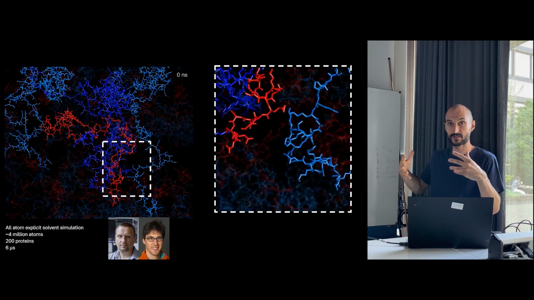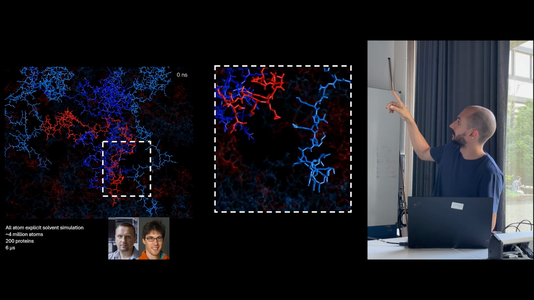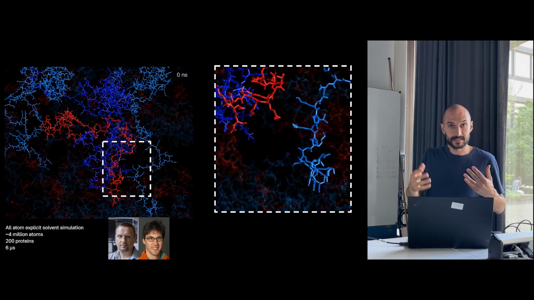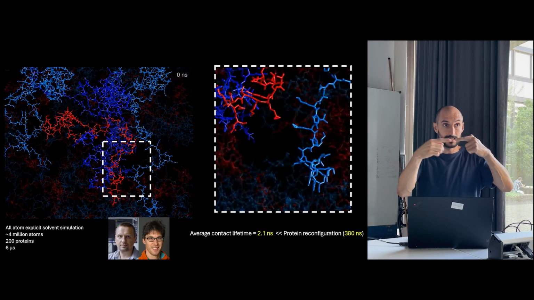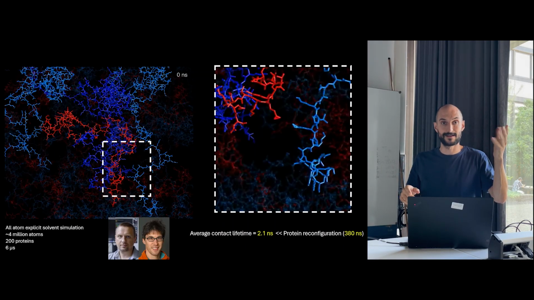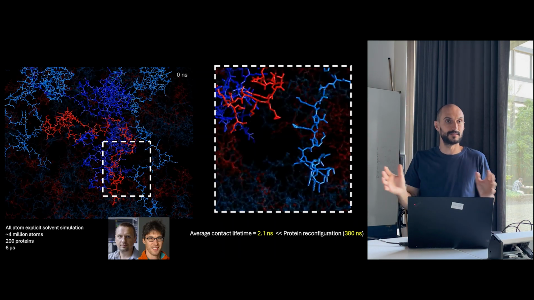So negatively charged residues and positively charged residues form these contacts, and we made some statistics of these contacts, finding that the average contact lifetime of these single residues is about 2 nanoseconds, which is much, much faster than the overall chain dynamics, 380 nanoseconds.